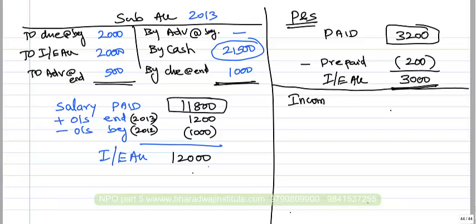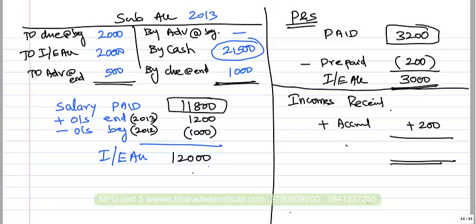Sundry incomes. For incomes, we will take received, add accrued income. Add accrued income, how much? 200. And the net amount we will take to the income and expenditure account. What is the income and expenditure account amount? 1,000. So how much would have been received? 800. So this collection, this salary payment, printing and stationery paid, sundry incomes received, only this collection and payment will go to the receipts and payments account.